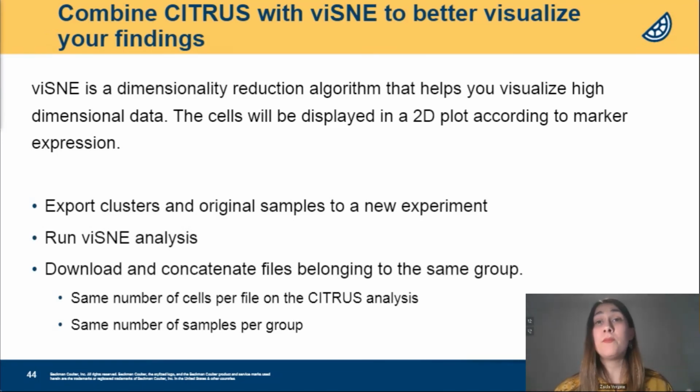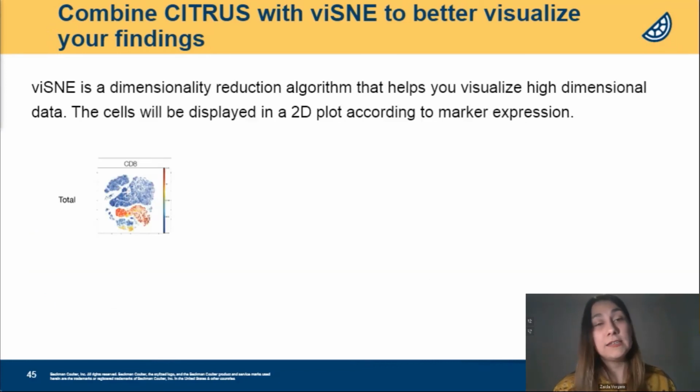Because remember that we have used the same number of cells per sample in our Citrus analysis, and we also have the same number of samples per group. After running the Citrus analysis and the viSNE analysis, this is an example of how the complete sample looks like. Not just the cluster, but all the different events. And we can color our viSNE map with different markers, and here we have it colored by CD8. So we can see in red the cells that are CD8 positive.